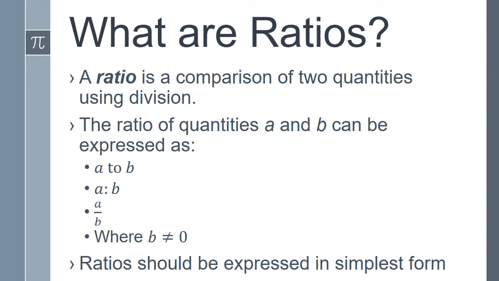So what are ratios? A ratio is a comparison of two quantities using division. The ratio of quantities A and B can be expressed as A to B with a colon in between. A over B is a fraction, where B does not equal 0. Ratios should always be expressed in simplest form. You guys have been working with ratios since grammar school because fractions are ratios. When you convert a fraction into a decimal, you're doing ratio work.